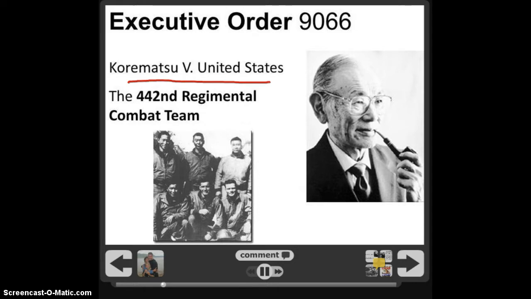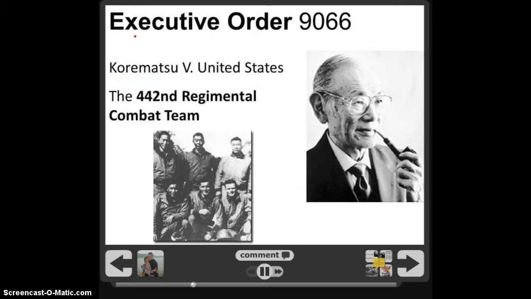This is Korematsu, and I always find it interesting to talk about Korematsu because obviously he has a Japanese last name, but his first name is Fred. He was a Japanese American, but he was very American. The idea of him being some type of Japanese spy was ridiculous.